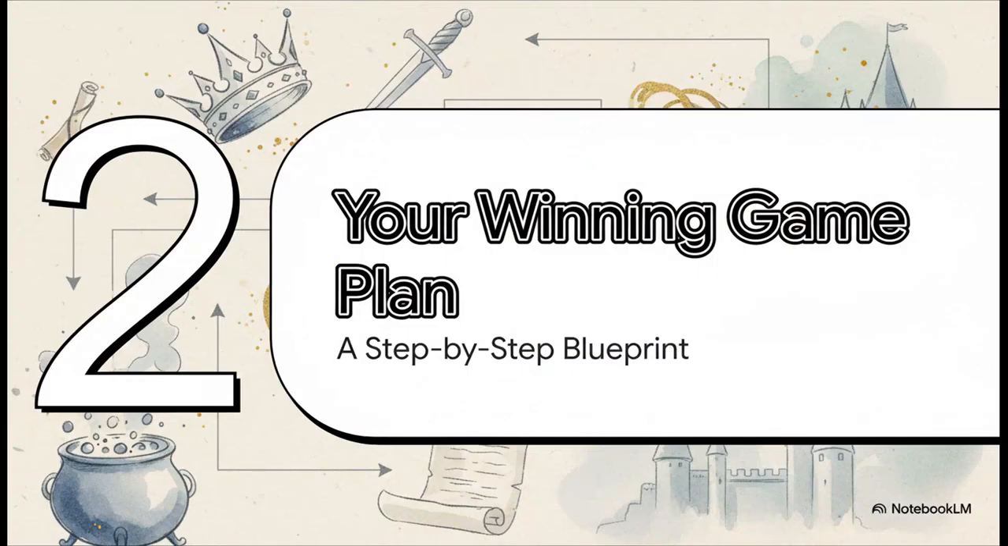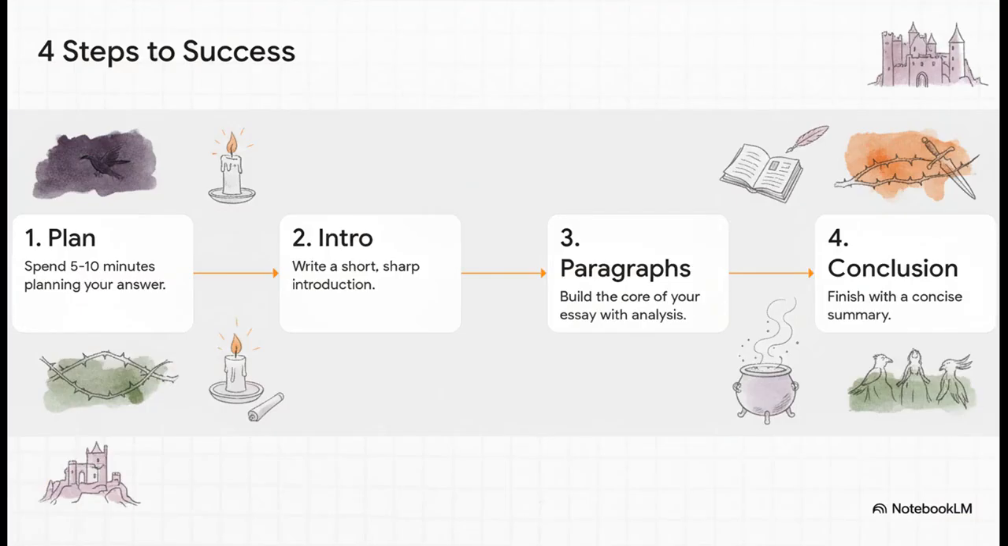Okay, so you know the rules of the game now, so let's build your winning game plan. This is your practical, step-by-step blueprint for writing a fantastic essay, even when you're under pressure. Here it is, your 4-step plan for success. First, and trust me, this is non-negotiable, spend 5 to 10 minutes planning your attack. Then, you write a short, sharp intro. Next comes the main event, your powerful analytical paragraphs. And you finish it all off with a quick, solid conclusion. It's simple, it's structured, and it's so effective.